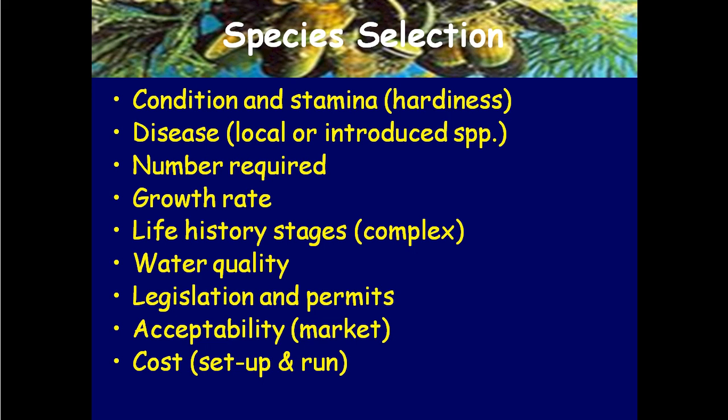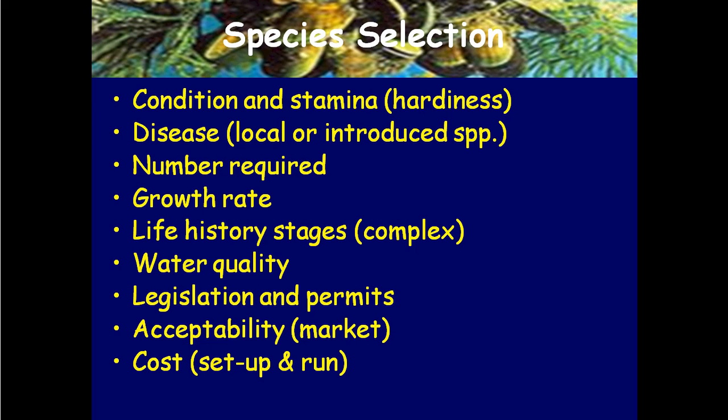Disease, local or introduced species. Okay, just like in this classroom, or if any of you have kids, when they go off to kindergarten or into school, one kid gets a cold, and next thing you know, everybody's got it. Because those kids are absolutely packed into that classroom. It's the same with aquaculture. If you're packing organisms way beyond the density that you'd find in the wild into a cultural system, the disease can go quickly through that population.